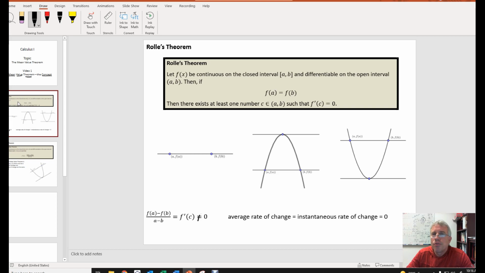And what we want to do before we try to understand the mean value theorem is step back to the previous homework assignment and look at Rolle's theorem, and what Rolle's theorem was telling us.